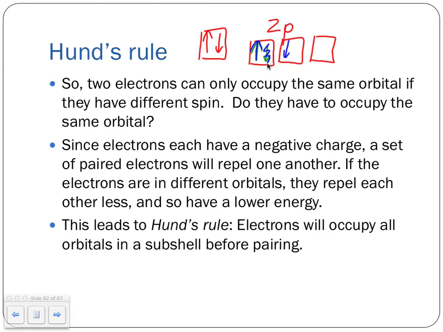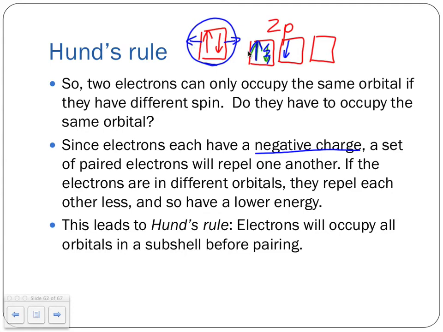Well, here's the logic. Electrons have a negative charge. And so if I were to put two electrons into the same orbital, like this, even though they have different spins, they're going to repel from each other. They want to get away. And because they repel from each other, they're going to increase the energy of the atom whenever they're packed close together. Because they don't want to be there. They want to get away from each other.